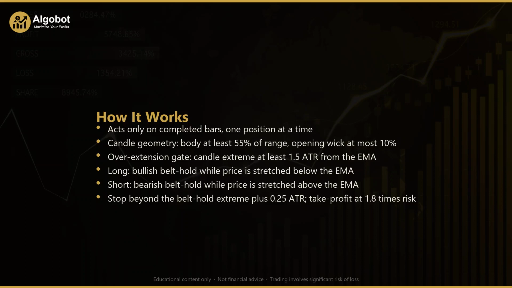The short setup is the exact mirror. The strategy needs a bearish belt hold, the close below the open, a decisive body, and a negligible upper shadow, printed while price is stretched at least 1.5 ATRs above the moving average. When that aligns, the EA signals a sell at the current bid. The stop loss goes just above the belt hold's high, again with the 1/4 ATR buffer, and the take profit sits at 1.8 times the risk distance below entry. Every trade, therefore, carries a defined stop and a defined target from the moment it opens, and the strategy simply waits for the next qualifying candle.